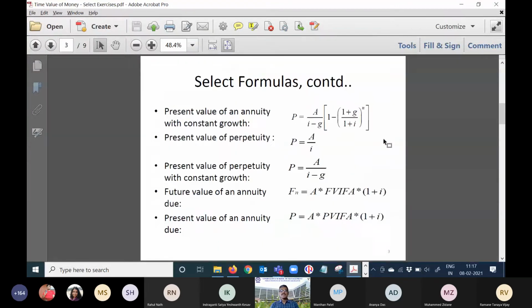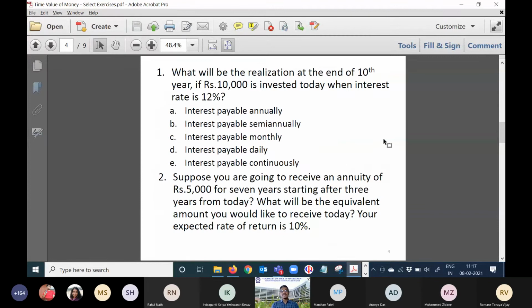Suppose you are going to receive an annuity of rupees 5,000 for 7 years, starting after 3 years from today. What will be the equivalent amount you would like to receive today? Your expected rate of return is 10%. So how do you go about this one? 5,000 annuity for 7 years, starting after 3 years from today.